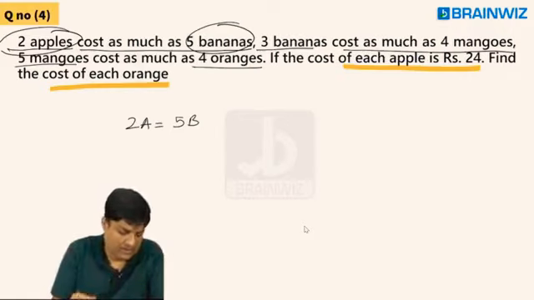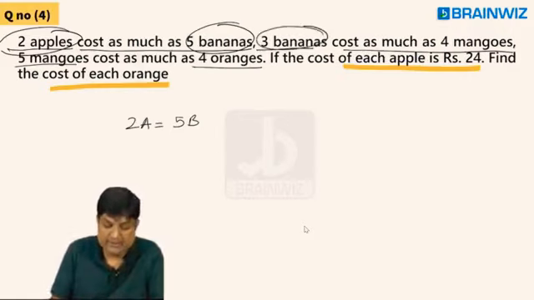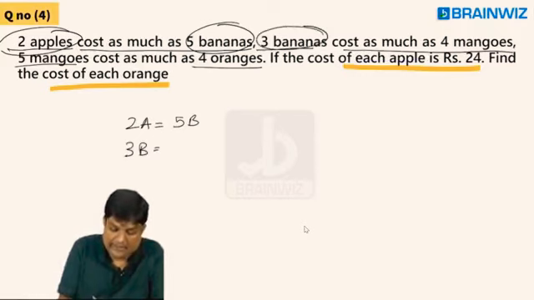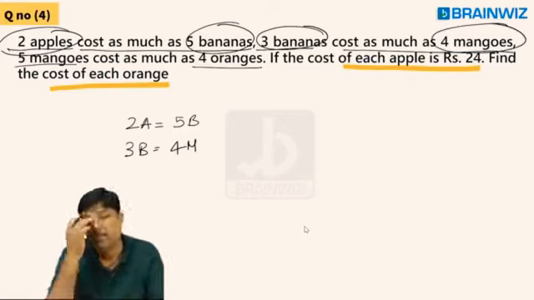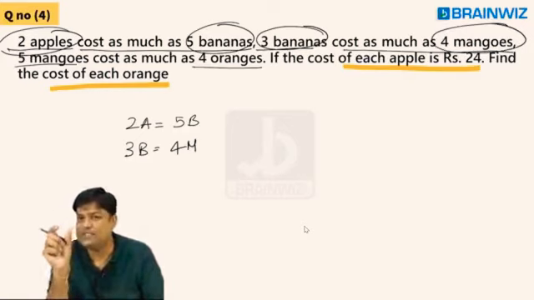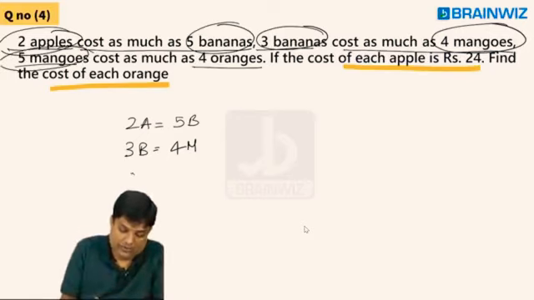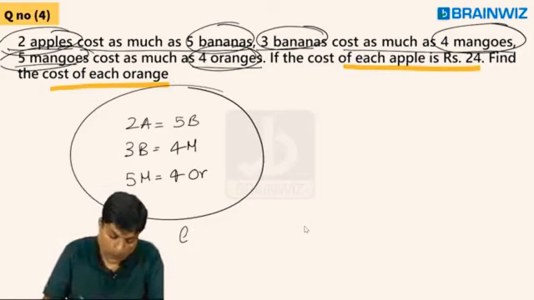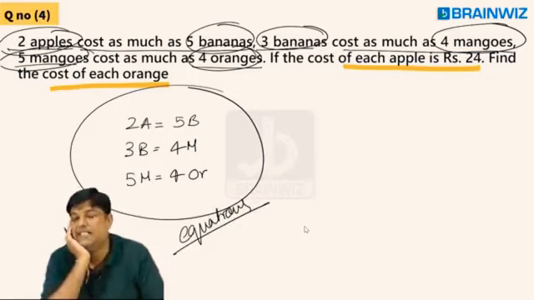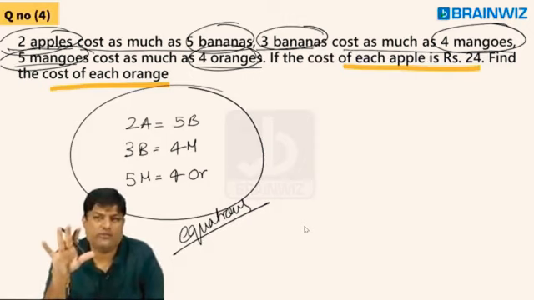Okay. Now, sir, he gave you 3 bananas. 3 bananas price is the same as 4 mangoes. Are you understanding, everybody? I'm just writing equations. You are telling the cost is as much as, the same, balancing. Now, beta, 5 mangoes cost as much as 4 oranges. So what are all these things, beta? Equations. Clear?